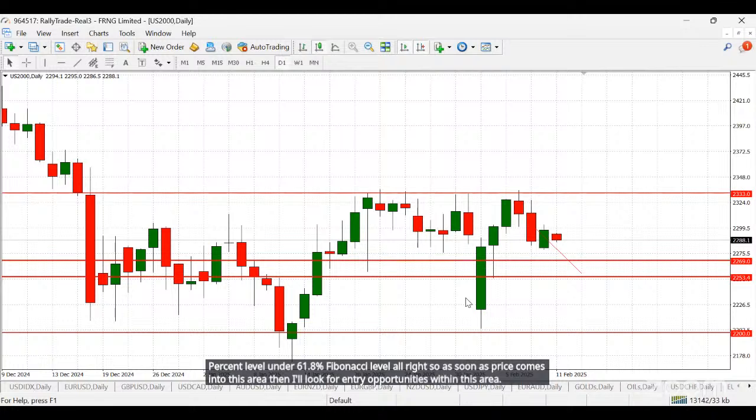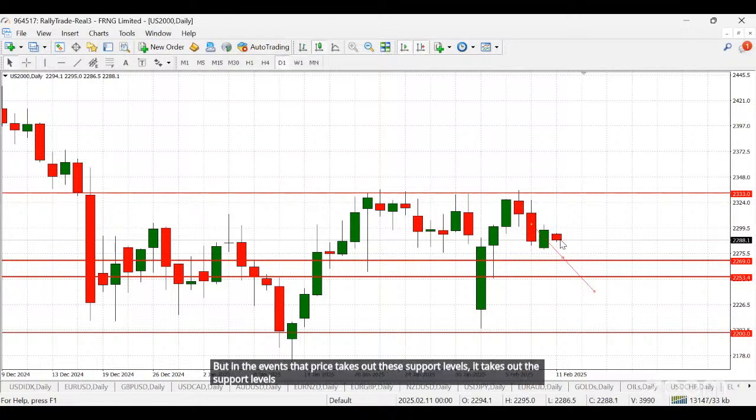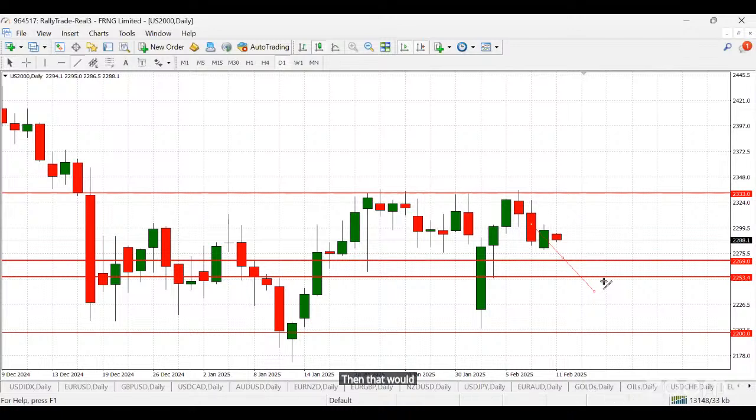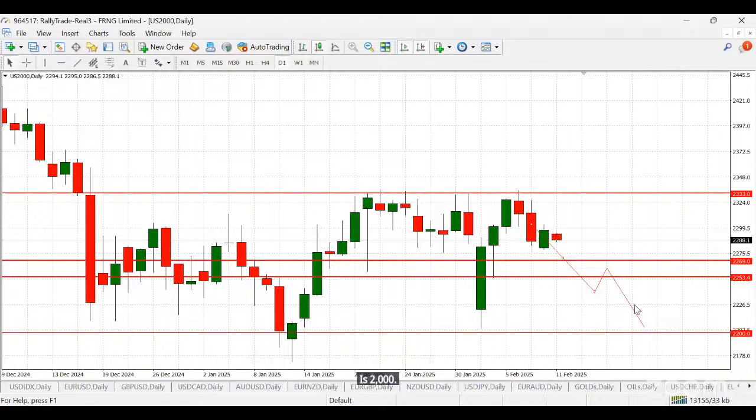But in the event that price takes out these support levels, you see a break below the 50% level and the 61.8% level, then that would be bearish for US 2000. So we could see a retest of that range and then bearish continuation. So those are the two scenarios I'll be looking out for on US 2000. I needed to quickly point this out because of what we got from the last session.